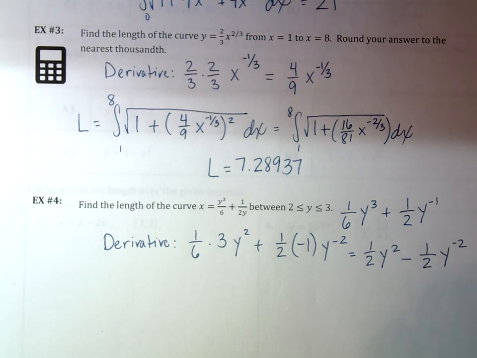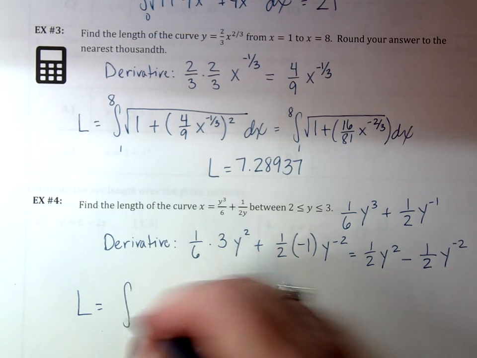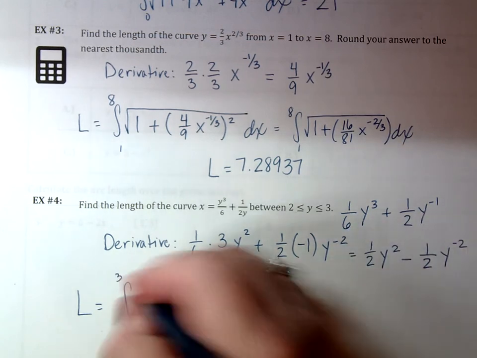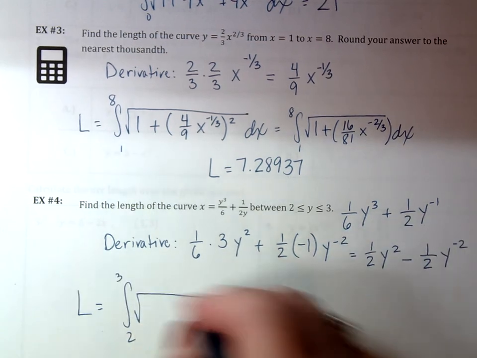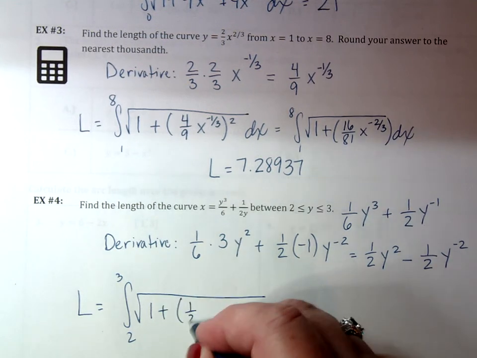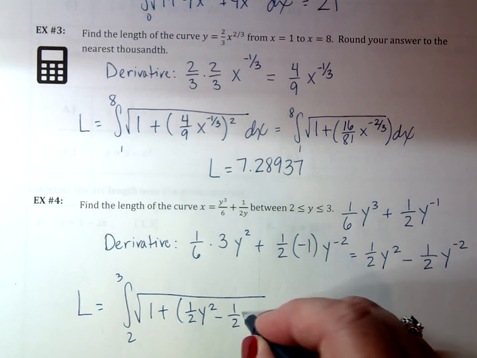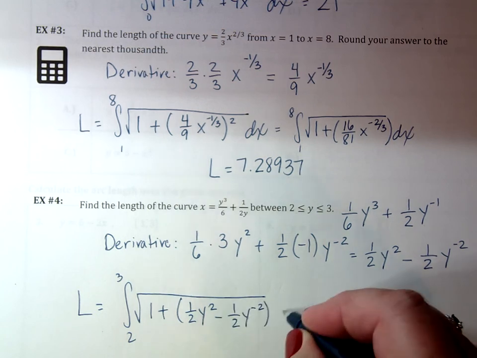So let's put it into our length formula. The length formula works the same way. I'm going from 2 to 3. I have a big old square root. I have a 1 plus the derivative, 1/2 y squared minus 1/2 y to the negative 2, but this time it's squared, by the way. This time it's with respect to y.